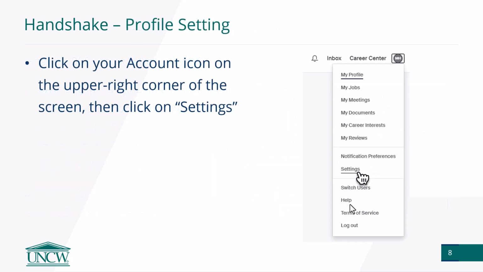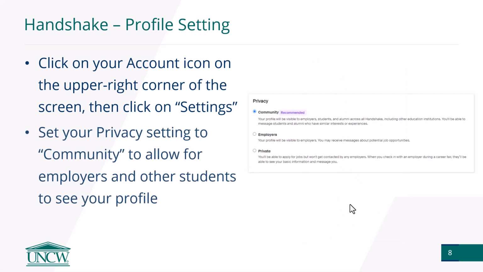So in order to get to your profile setting and take a look at that, you want to click on the account icon in the upper right corner, then click on settings, and then you're going to want to set your privacy setting to community to allow for everyone to see you and to get that green language that we're looking for on the assignment.